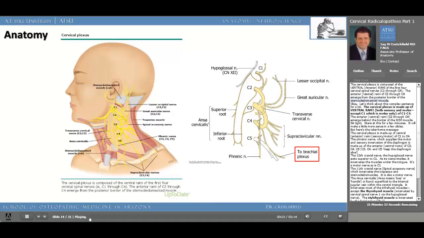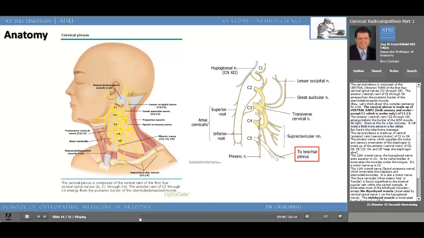Okay, let's think about this complex sentence for a bit. The cervical plexus is made up of ventral rami, both sensory and motor, except C1, which is motor only, of C1 and C4. The cervical plexus is made up of ventral rami of C1 through C4. The anterior ventral rami, C2 through C4, emerge behind the border of the sternocleidomastoid muscle.